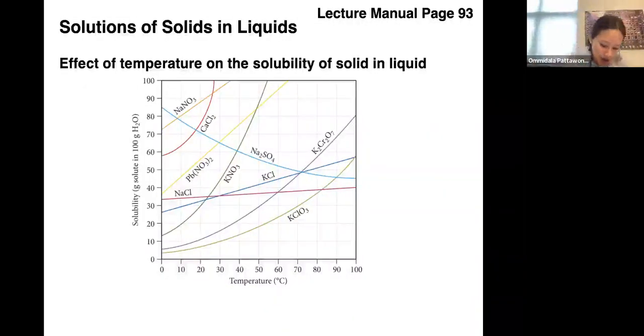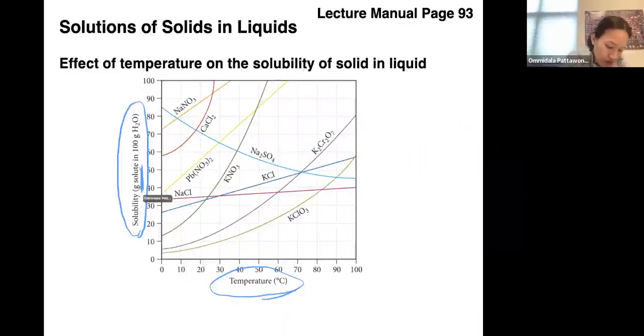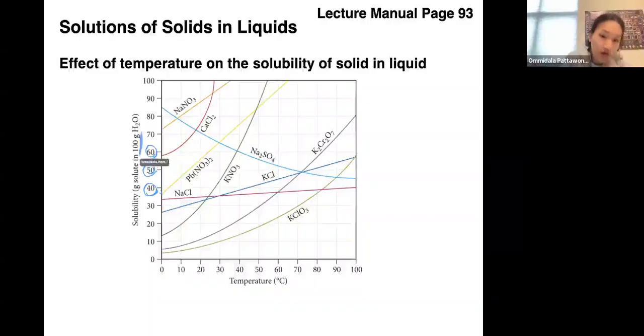The graph here represents temperature on the x-axis, and solubility on the y-axis, represented in grams of the solute. These are the amounts of grams of the solute that can be dissolved in 100 grams of water at equilibrium. This is the maximum value that you can dissolve to achieve equilibrium. What do I mean by that?